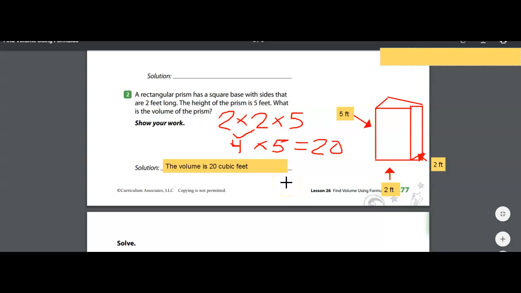Now on your own, you'll be working on pages 278, 279, and 280. Be sure to re-watch this video as well as the video from yesterday if you are in need of help.